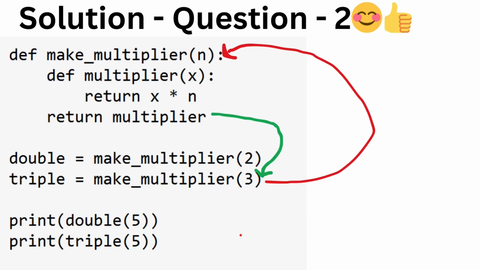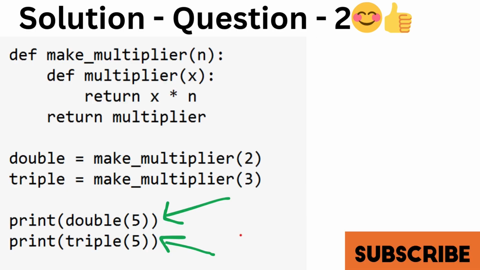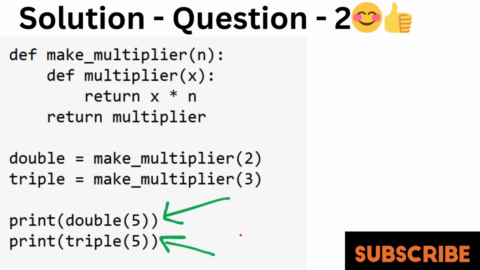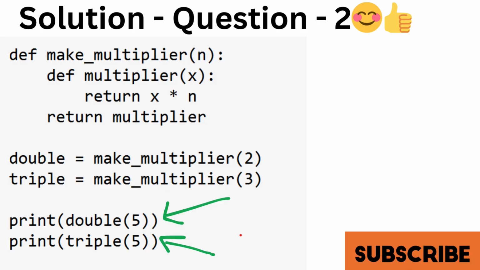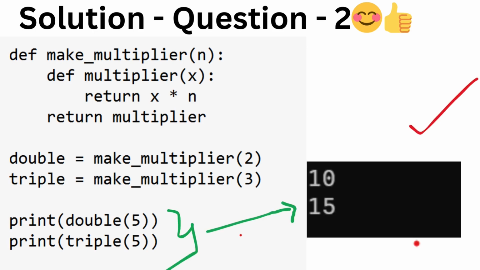So now when we call double of 5, what happens internally? Multiplier remembers the value 2 for the first case. So 5 into 2, what will we get? Yes, 10. And when we call triple of 5, what happens? This multiplier remembers that n value as 3 for this case. So internally, 5 into 3, we get 15. So our output is 10 and 15. I hope you got it correct. If not, once again listen to it.